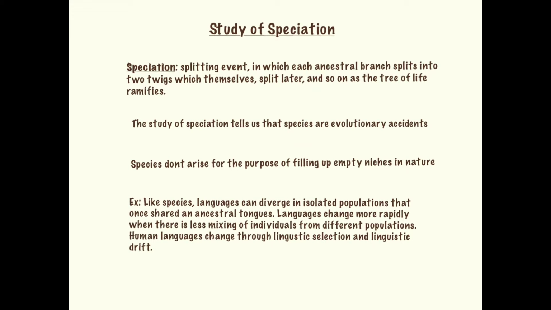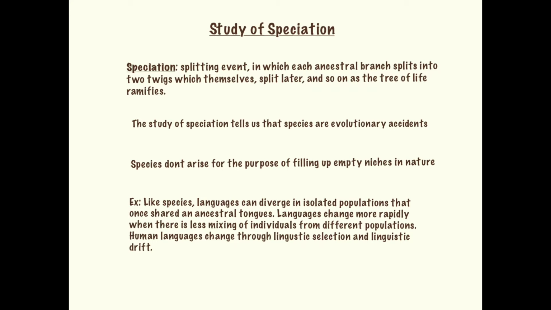As Darwin believed, species don't arise from the purpose of filling up empty niches. The study of speciation tells us that species are evolutionary accidents. Biological speciation is very similar to the speciation of two closely related languages from a common ancestor. Languages can change very quickly when there is very little mixing of individuals from different populations. Human languages change by linguistic selection, when new words or catchy phrases get invented, as well as through linguistic drift, which is when there are changes because of imperfect transmission.